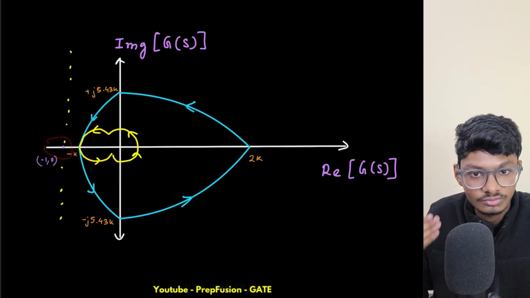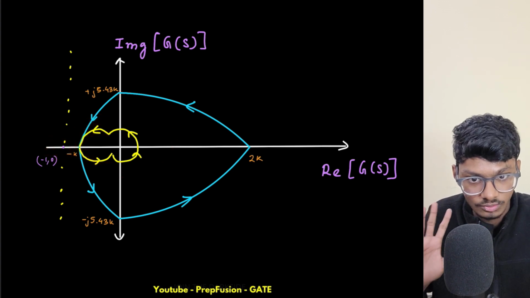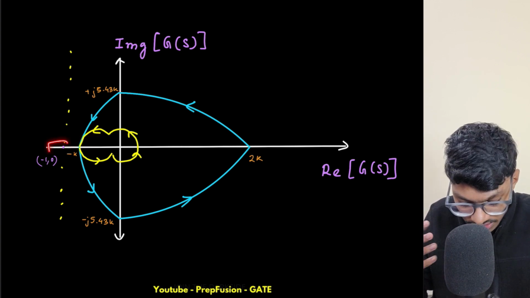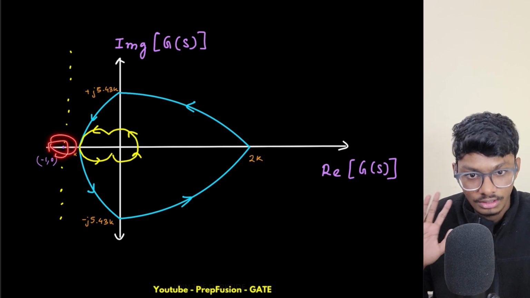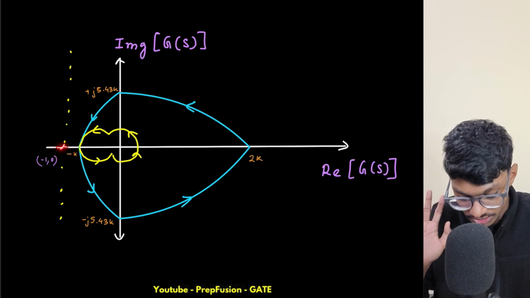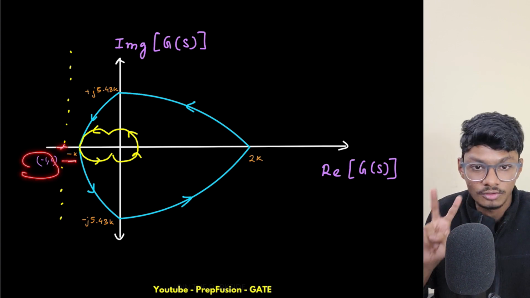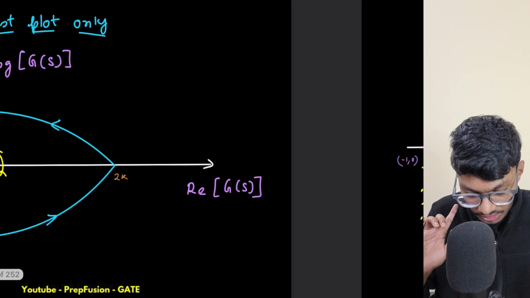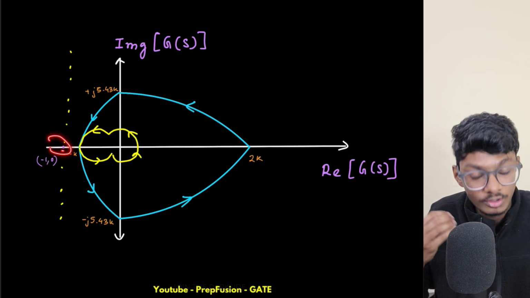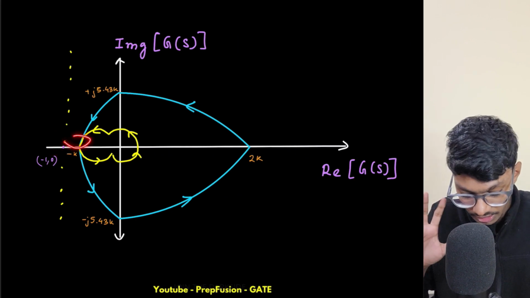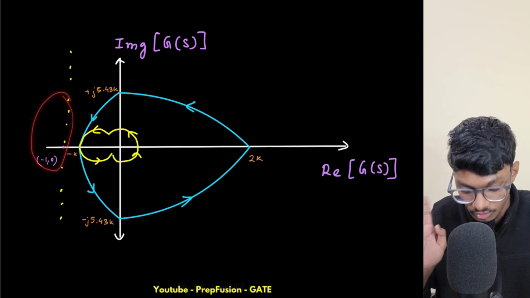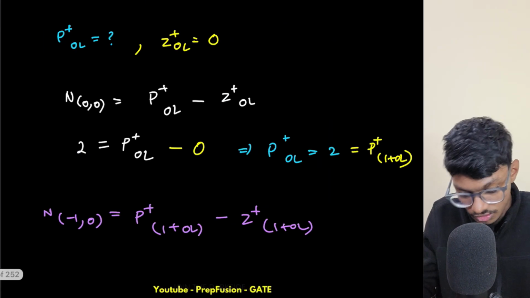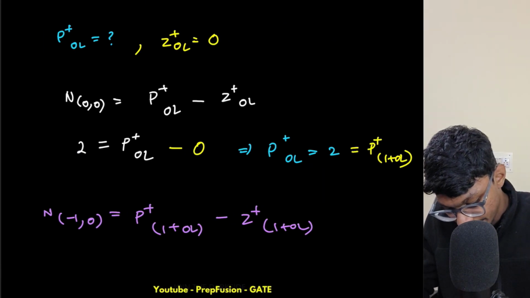So how many encirclements will I have around this minus 1 comma 0 point? These plots will never reach this point. So how many encirclements? 0, because I have nothing here. No plots are reaching this point. This is my minus 1 comma 0 point, as k is varying from 0 to 1. It will never reach this point, hence I will not have any plots here, and I will not have any encirclements. All are lying around here in this region. I have nothing here, so it is 0. So N of minus 1 comma 0 is 0.